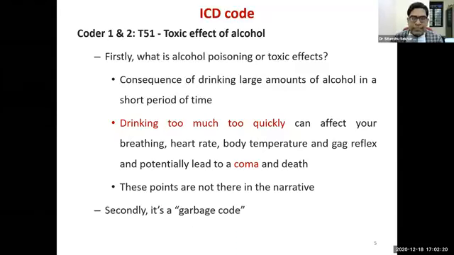Secondly, the T section, as discussed earlier, belongs to the section where we call it a garbage code. So we should try to refrain from coding this type of thing as P or S. Now, in that case, what should be the underlying cause of death in this case? Can it be something else?